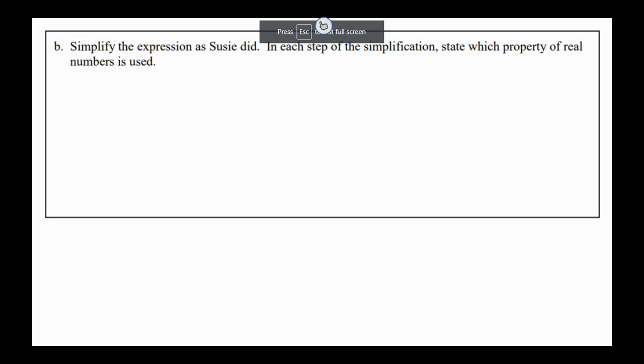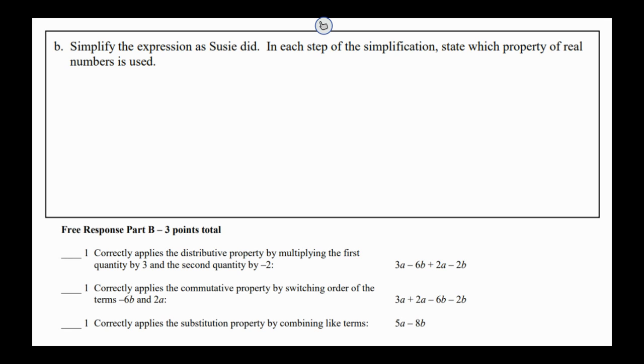Part B, simplify the expression as Susie did. In each step of the simplification, state which property of real numbers is used. Like a 2-column proof that you did in geometry. This was worth 3 points.